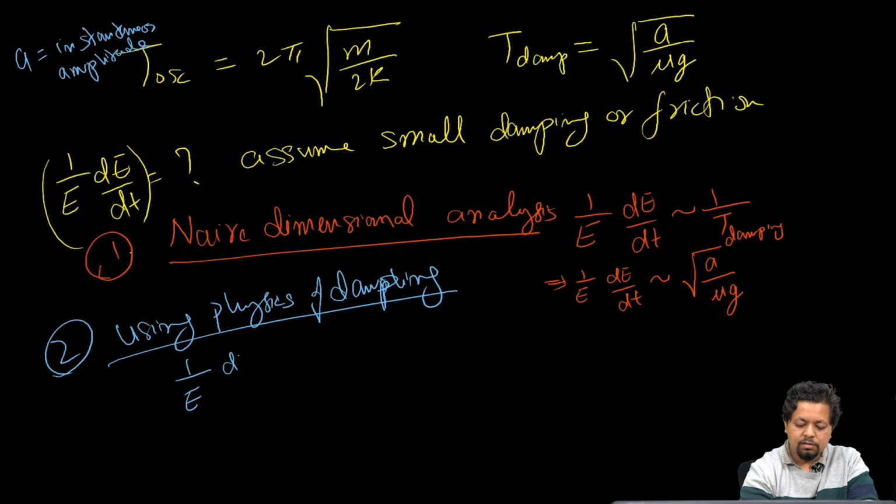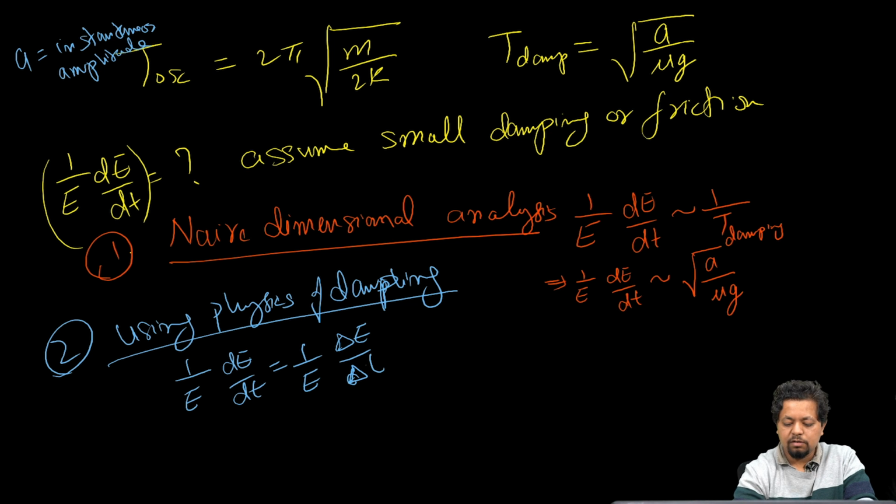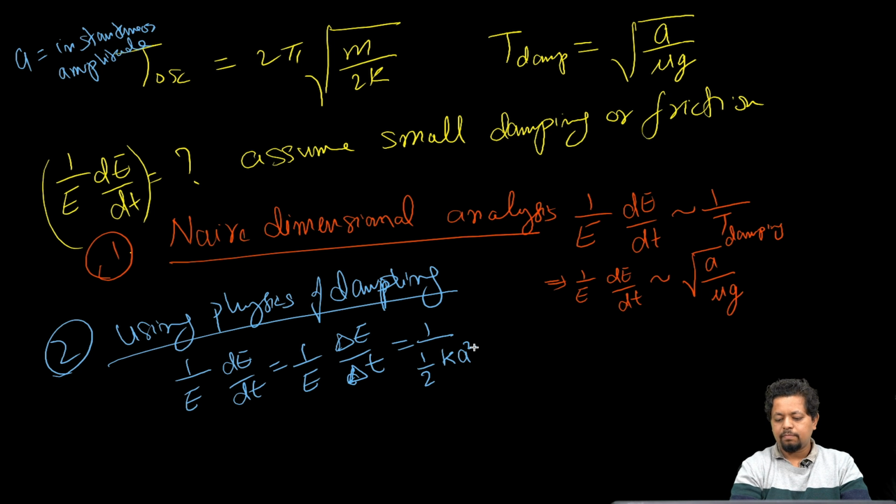1 over E dE/dt can be written as 1 over E times delta E over delta t, and this I can write as 1 over E, with E being 1/2 K A squared, because A is the instantaneous amplitude and the spring constant is K. Actually, the spring constant is effectively 2K, so it is 1 over 2K A squared times delta E. Delta E is the loss of energy, which is equal to the work done by the friction, and the friction force is mu m g. Over one cycle of oscillation, the friction force drags the mass by 4 times A, where A is the instantaneous amplitude.